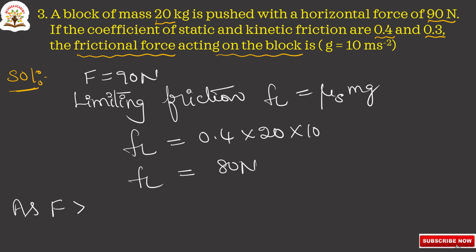As F is greater than FL. Here F they have given as 90 newtons, and our limiting friction FL we are getting as 80 newtons. So this is less than the force. The applied horizontal force of 90 newtons is greater than the limiting friction. So as F is greater than FL, the friction acting on the body is kinetic friction.